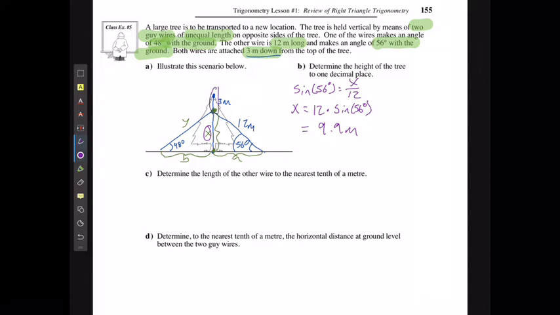There's still the extra 3 meters, which means the height of the tree is going to equal X plus 3, which is equal to 9.9 plus 3, or 12.9 meters.